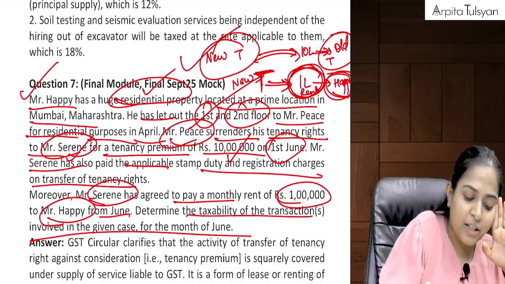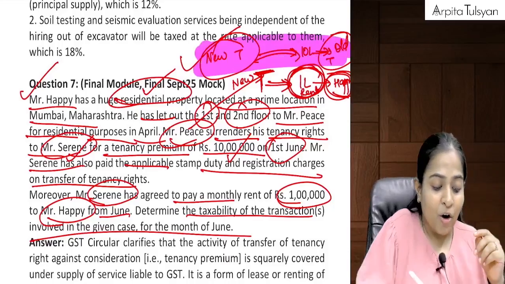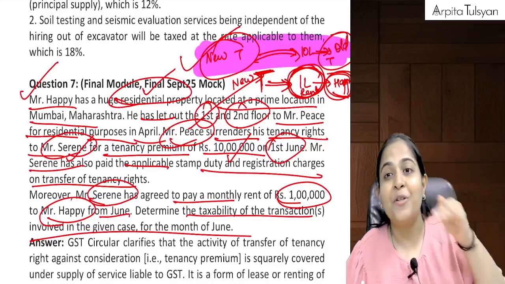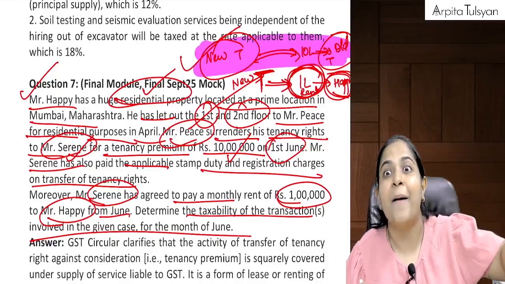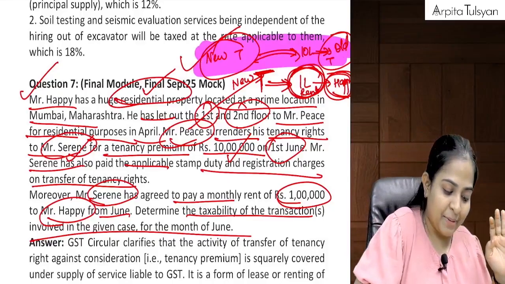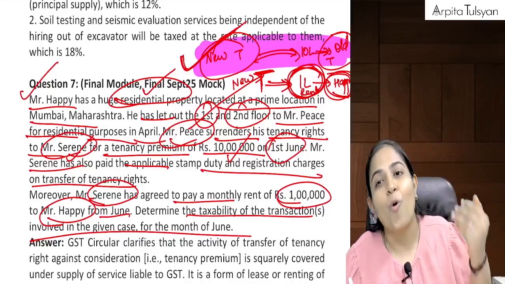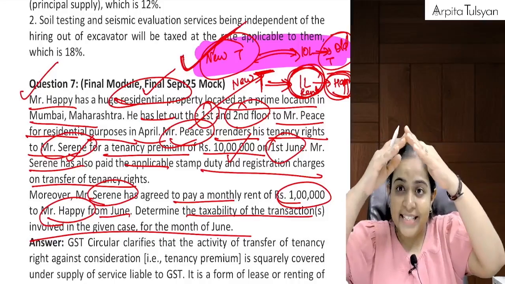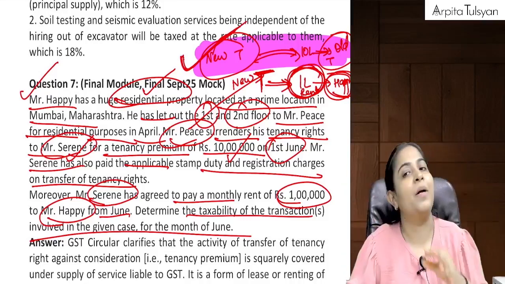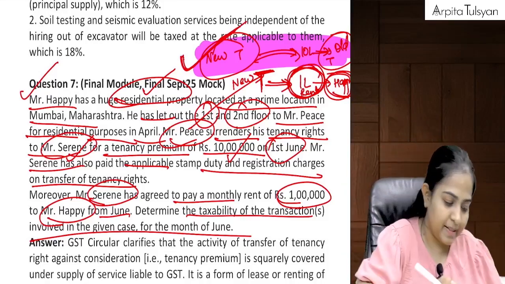Then ma'am, why was it not exempted here? Because here we are not paying to the owner, na? Here we are paying to some third party. So that is always taxable. But when the rent or tenancy premium is paid to the owner of the property for a residential house occupied for residential purpose, then it will be exempted from GST.